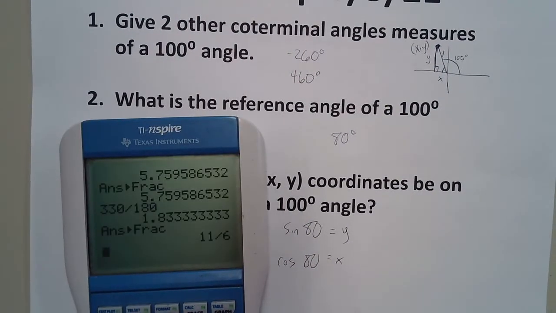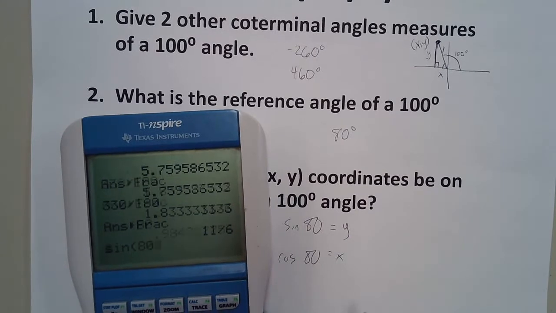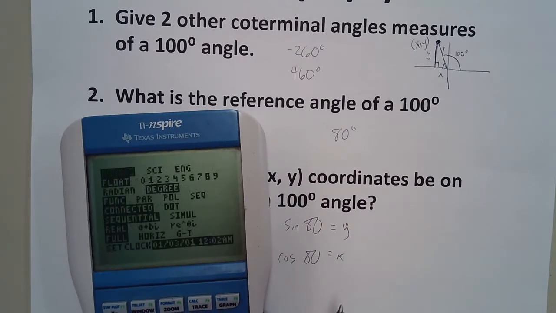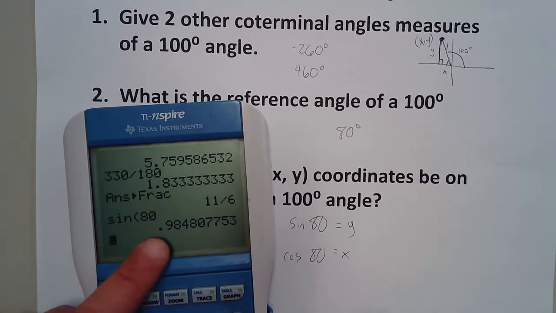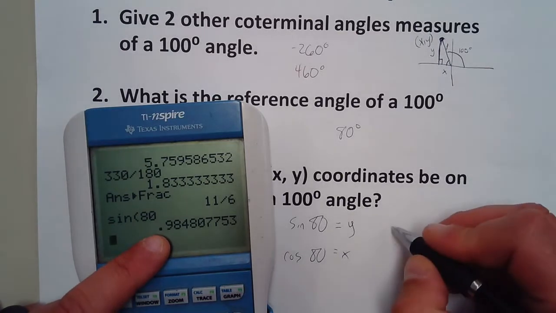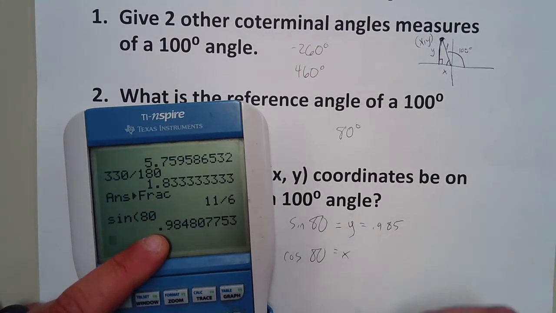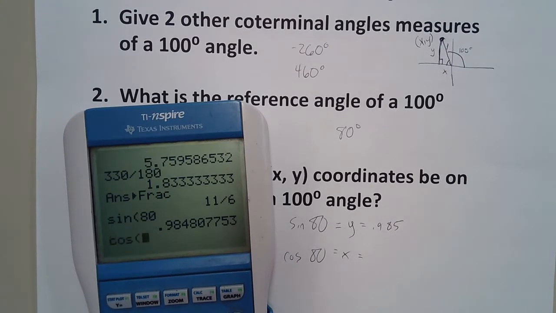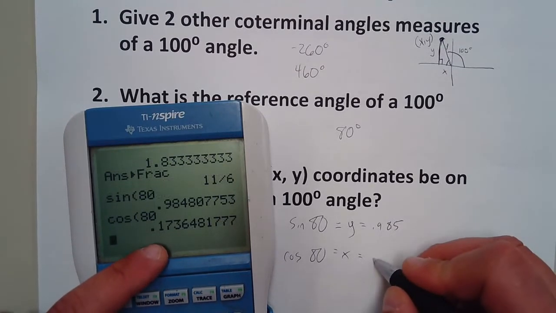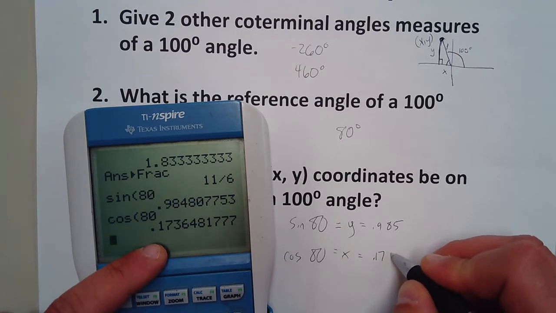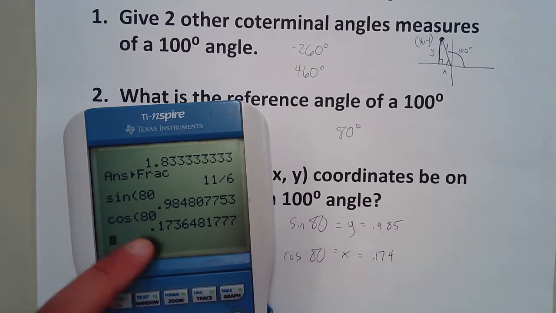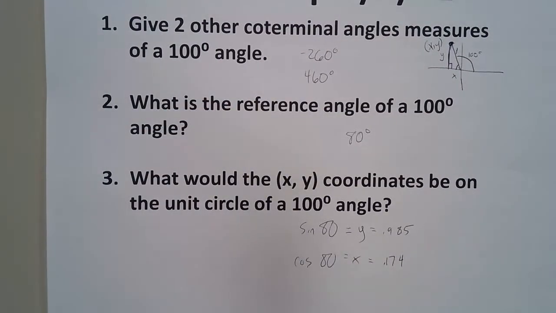All right, so we typed those both in. We're going to probably get some decimals on these. Make sure we're good. All right, so sine of 80 is 0.985. We'll just go three decimals on these. And cosine of 80 is 0.174.